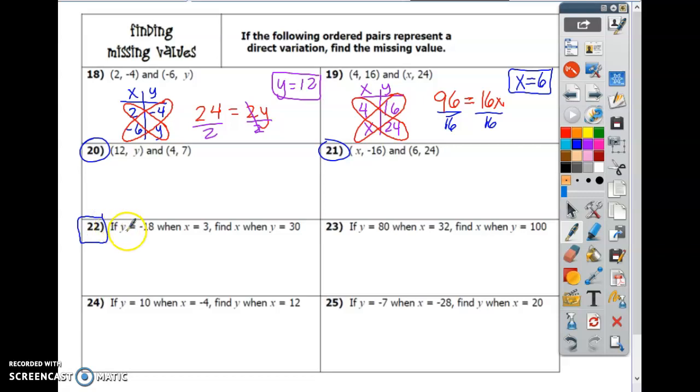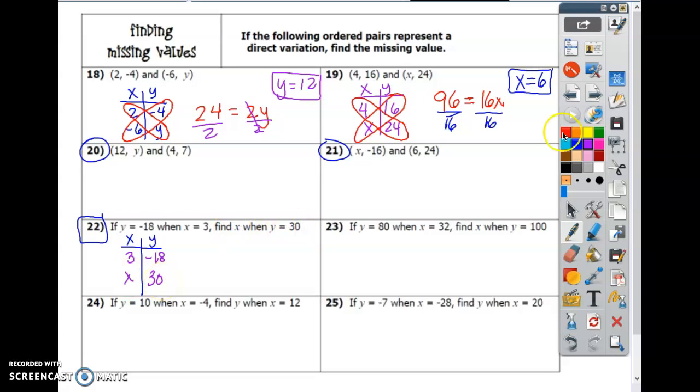It says, if y is negative 18 when x is 3, find x when y is 30. So it's the same thing. You're making a table, and you're typing what they gave you in there. So they said y is negative 18 when x is 3. So if x is 3, y is negative 18. Find x, so I'm looking for x, when y is 30. Y is 30. X goes here, and 30 goes here in case of y.